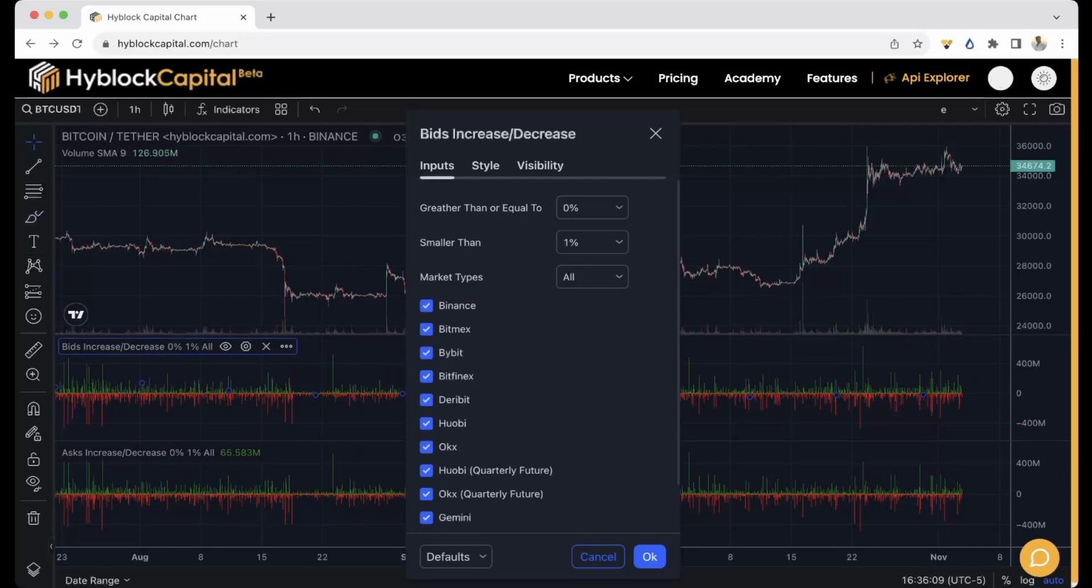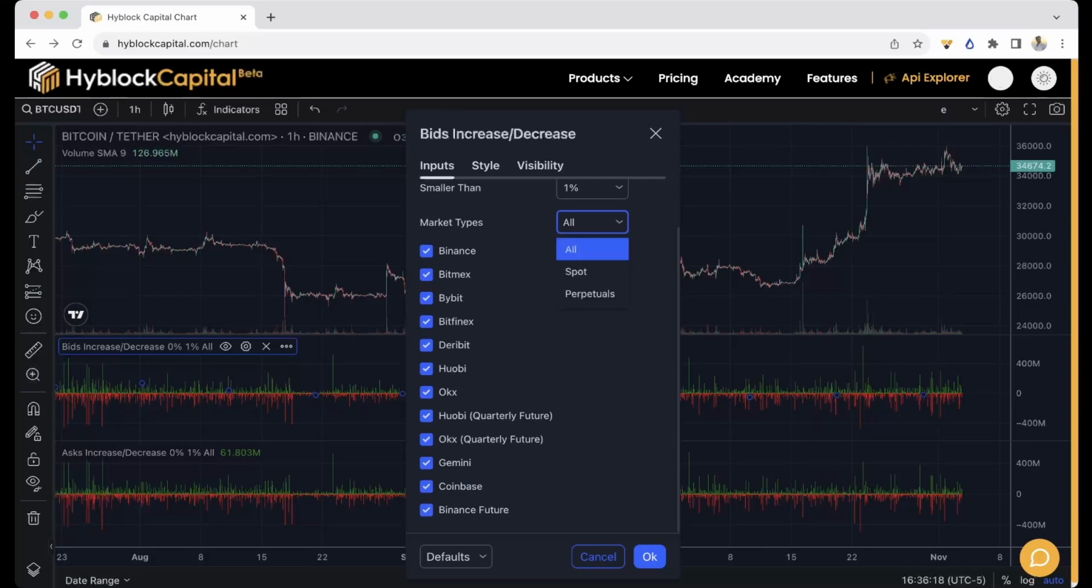Now with this, I can put this on whatever I want. Here are the current settings that I have for both. You can see it's just 0 to 1%, but we're going to be looking at some other ones as well. It has every single market type on all major exchanges.